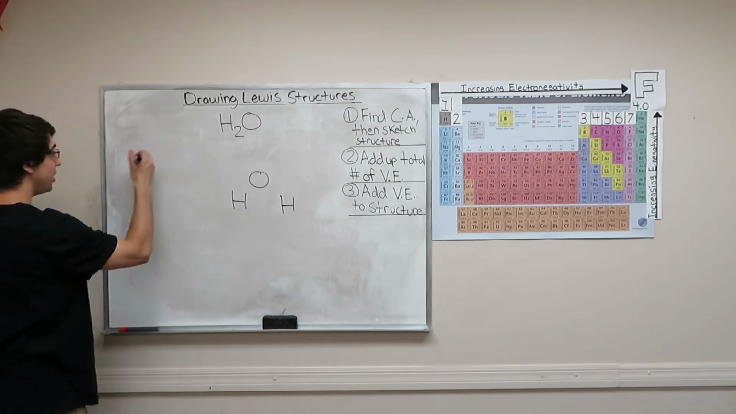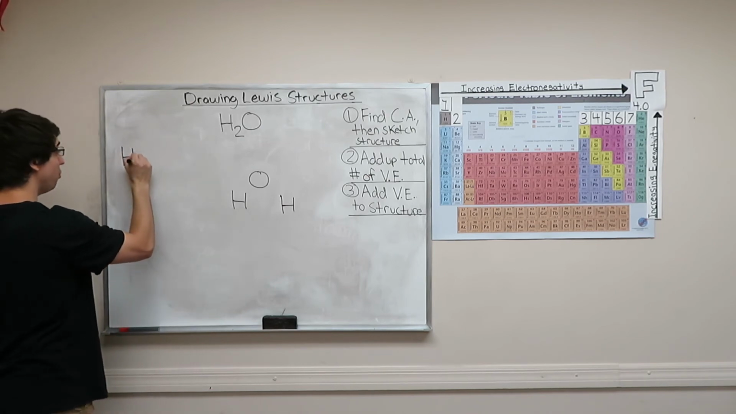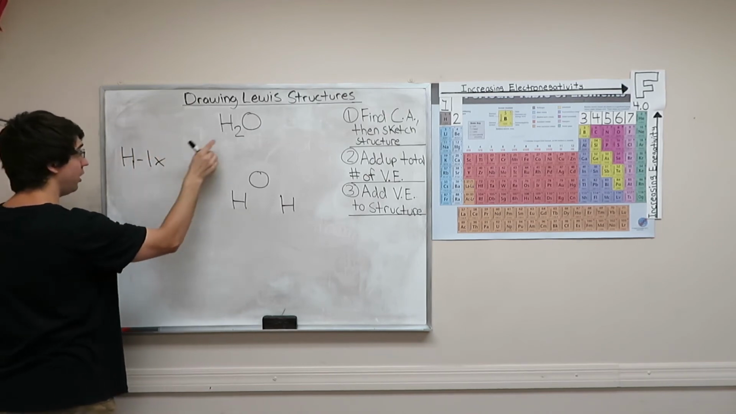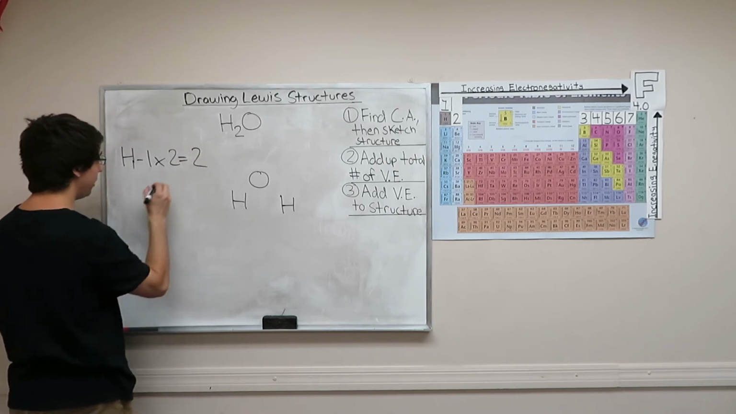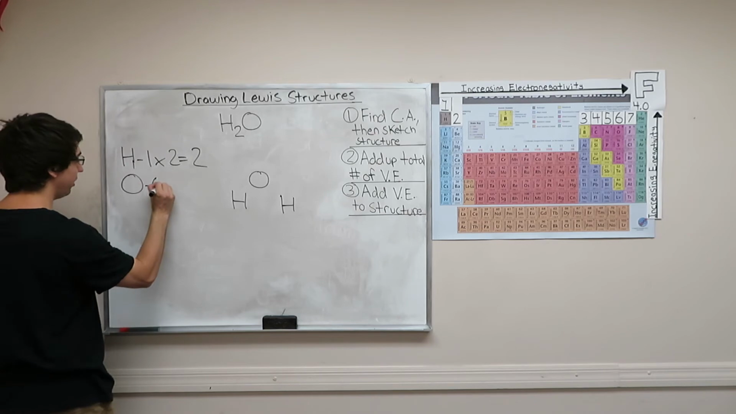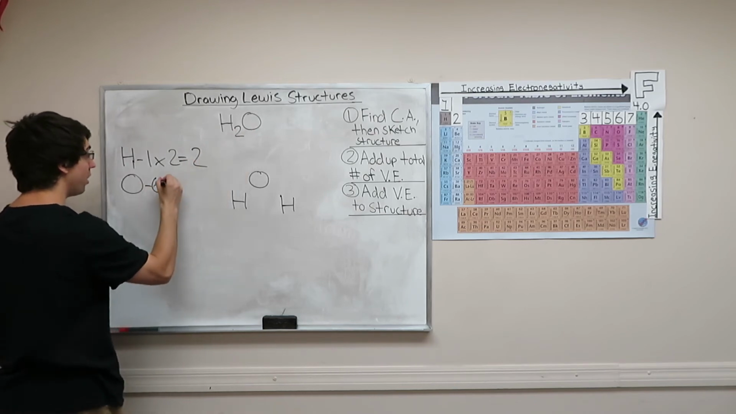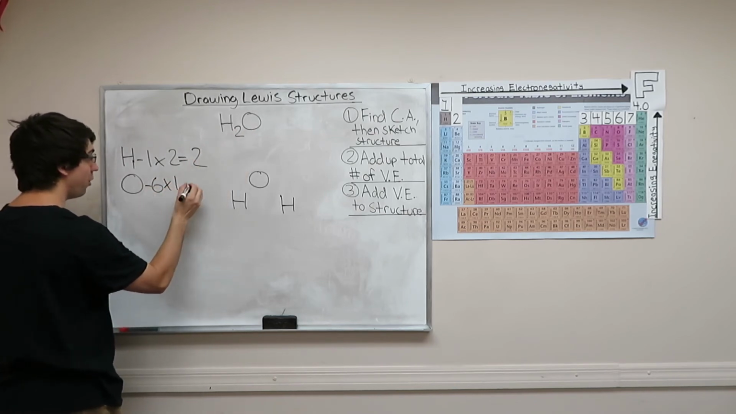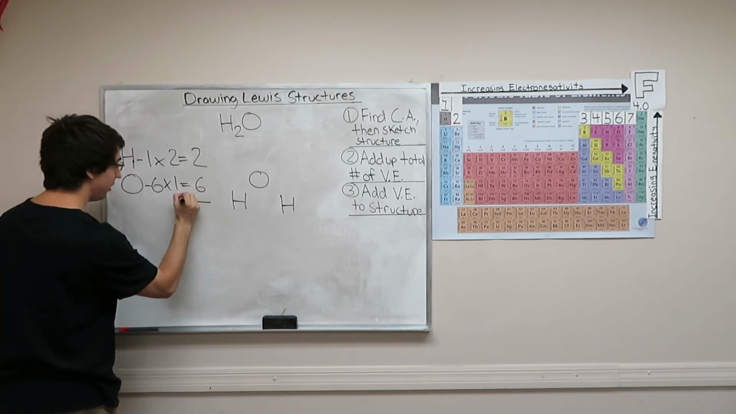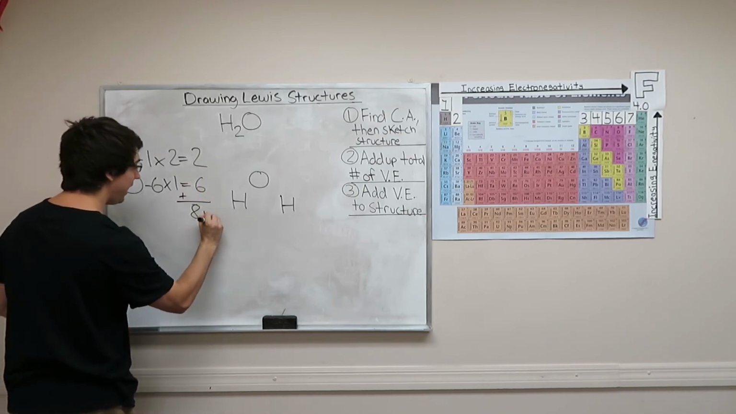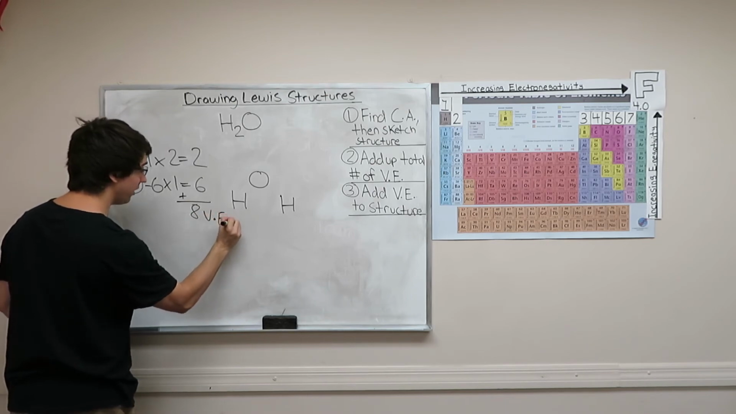So we have hydrogen, and we know it has 1 valence electron, and here we have 2 total hydrogens. So 1 times 2 equals 2. And we have oxygen, we know it has 6 valence electrons. We only have 1 oxygen here, so 6 times 1 equals 6. And then 2 plus 6 is 8. So we have 8 total valence electrons.